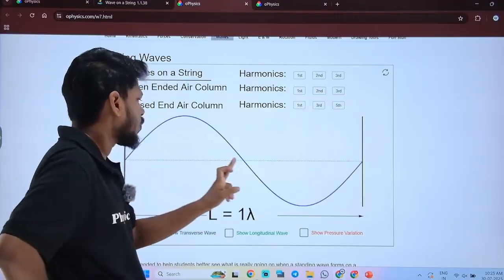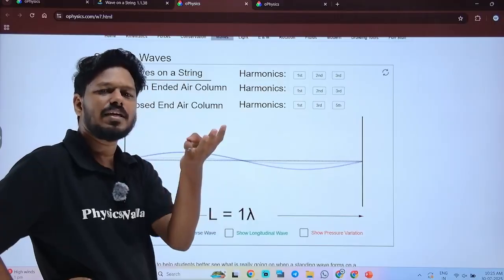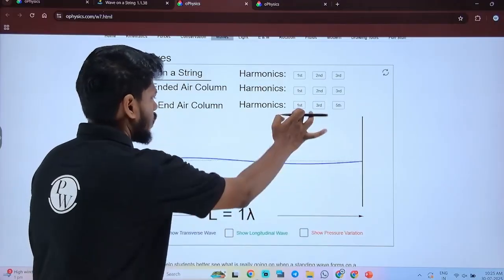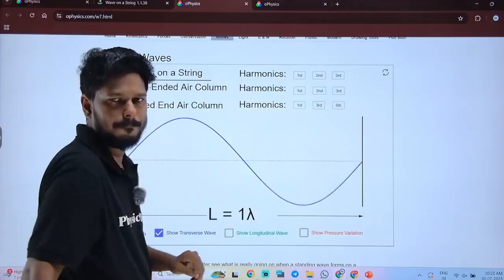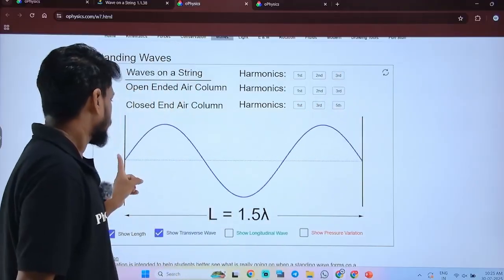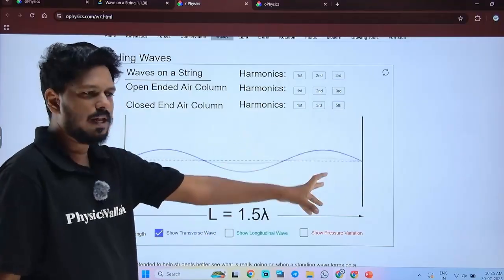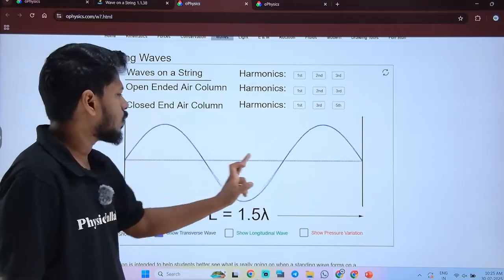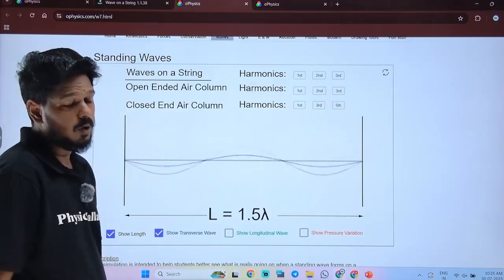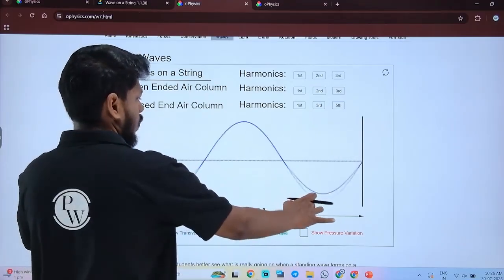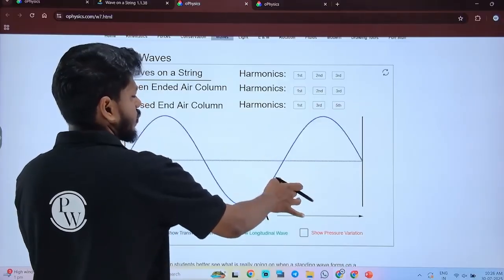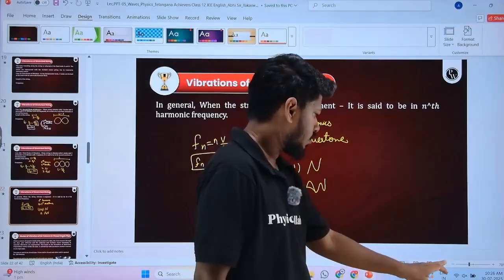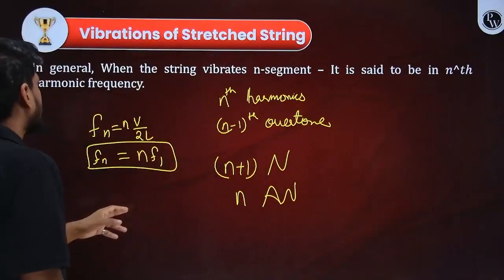If you see 1, 2, 3, in the second harmonic I have three nodes. And how many antinodes? 1, 2. In the third harmonic, see lambda by 2, lambda by 2, lambda by 2, so 3 lambda by 2 or 1.5 lambda. If you see 1, 2, 3, 4, I have 4 nodes. And how many antinodes do I have? See this, 1, 2 and this one. So totally 3 antinodes. Any difficulty? So this is the general formula that you can remember.